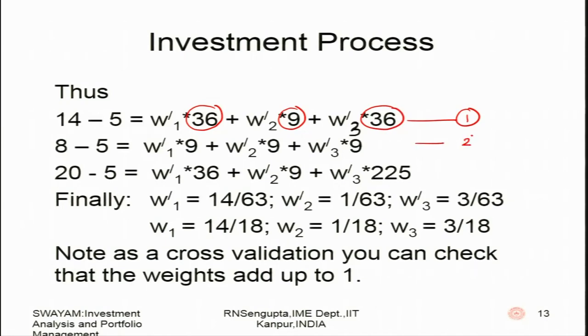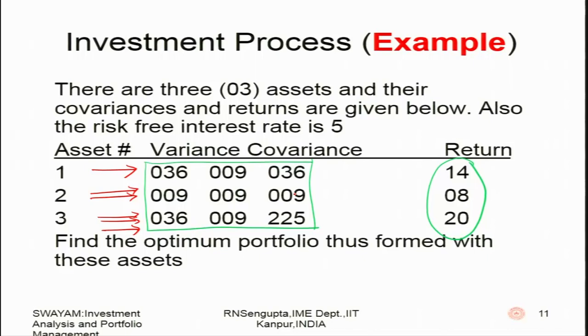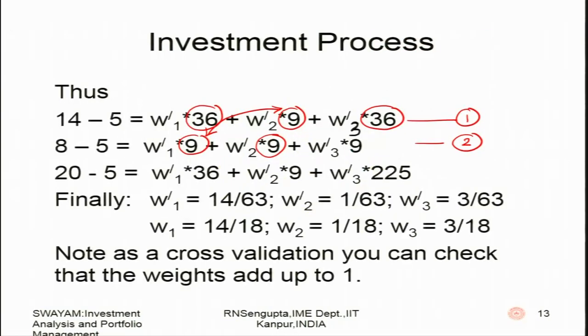Similarly, when I come to equation number 2, W1 dash into 9. 9 is basically here, sigma 2-1 or 1-2. W2 dash into 9, this second 9 is basically the variance of the second stock or the scrip. W dash 3 into 9, which is the third one. Just to make things clear, these are the values if you remember: 9, 9, 9, then 36, 9 and 225. W1 dash into 36 plus W2 dash into 9 plus W3 dash into 225. So, these values go hand in hand, meaning they are covariances of 1 to 2, 2 to 1, and so on and so forth.